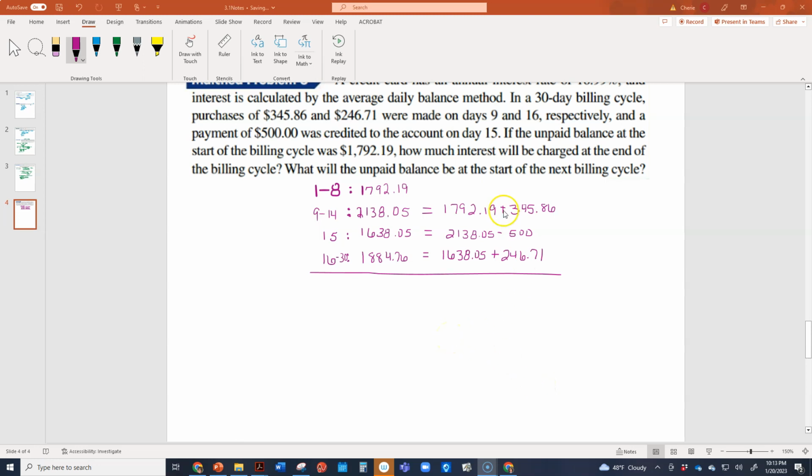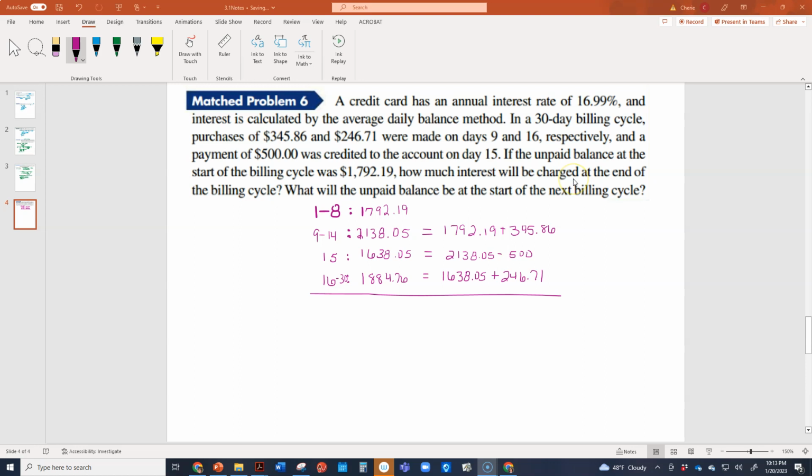Okay, so it's explained in the book, right here, that for a credit card company, your interest is calculated based on your average daily balance. You guys know how you find the average. You take whatever things you're averaging, add them all up, and divide by how many there are. So we have to take the balance for a 30-day billing cycle. For each of the 30 days, what is my balance?